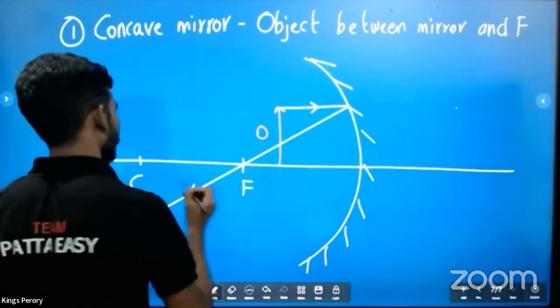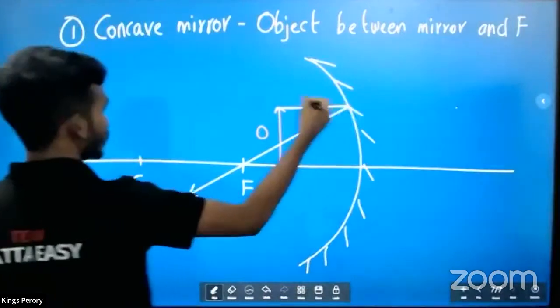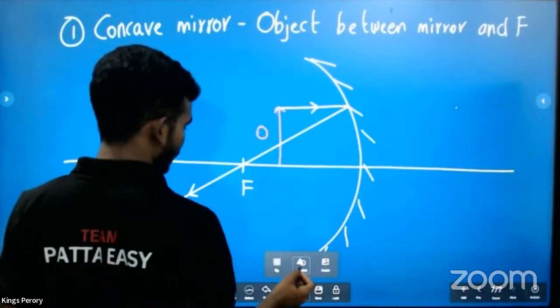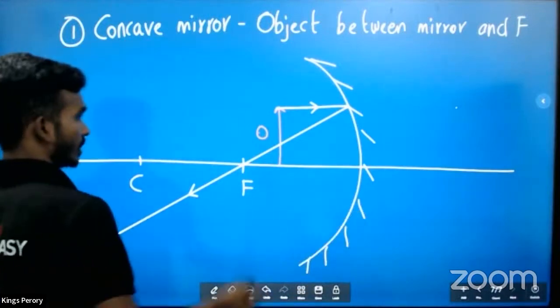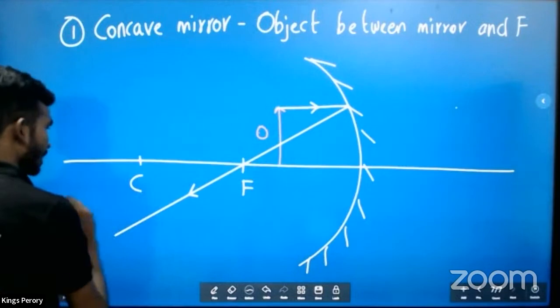It will reflect and go through the focal. Second light ray I send through the center of curvature. That means through here, touching the head, the light ray should go.